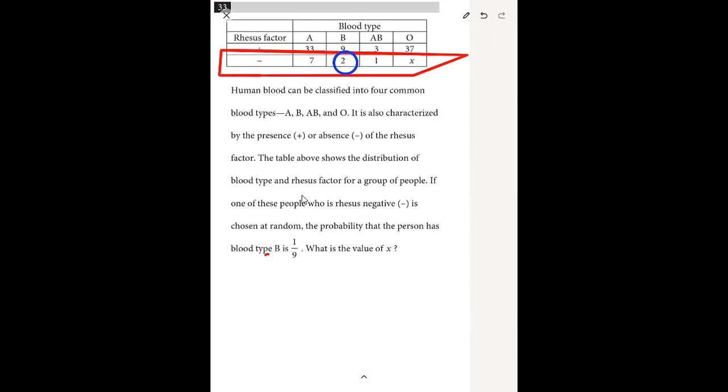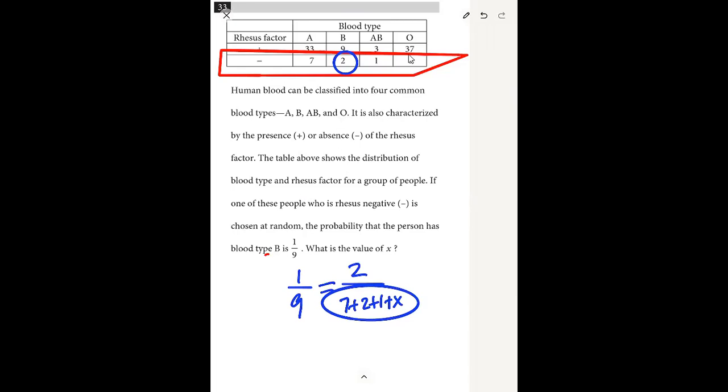So here's what we're going to do. This is basically a proportion. The probability of choosing a person who has a blood type B is 1/9. But in actuality, we have 2 people out of the total. So what's the total number of people that we have? It would be 7 plus 2 plus 1 plus X. So this is the equation that we would enter.